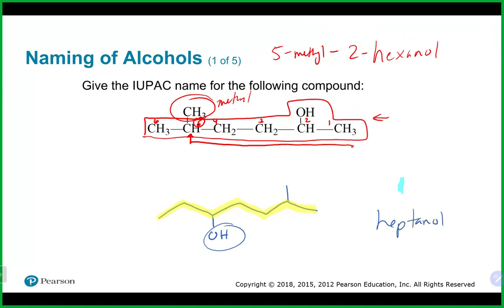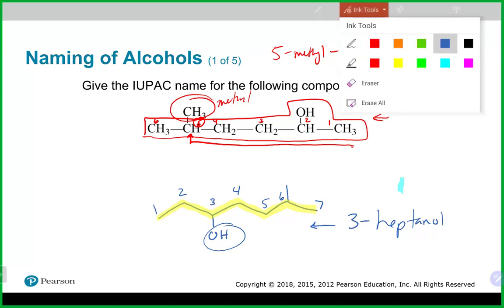Based off of heptane. Again, we need to give the location, and hopefully you can also see that probably going left to right in this case should give that OH the smaller number. So we would want a number in this direction. Again, if we started in the other direction, we would have a larger number for the OH, which is not what we want. That puts the OH at carbon number 3. So this is now 3-heptanol.